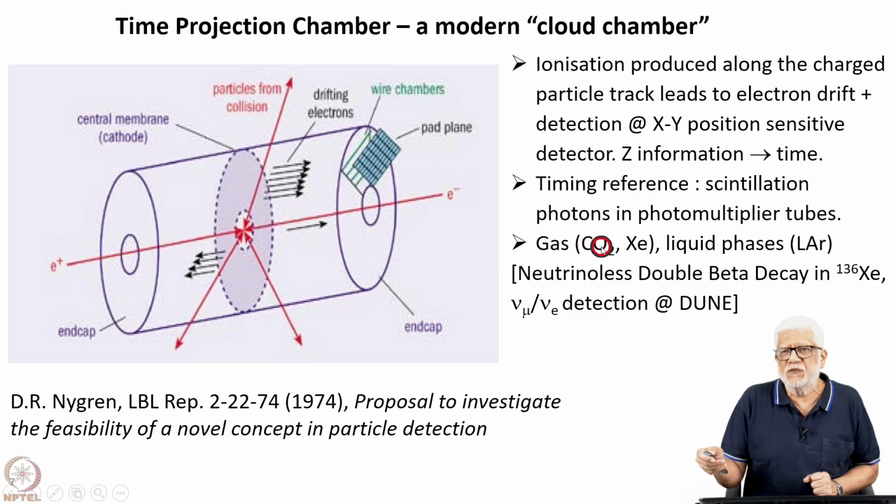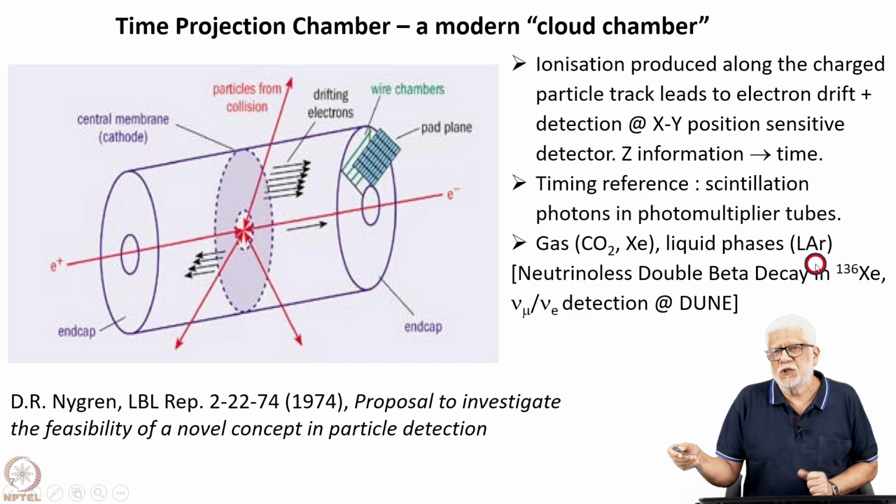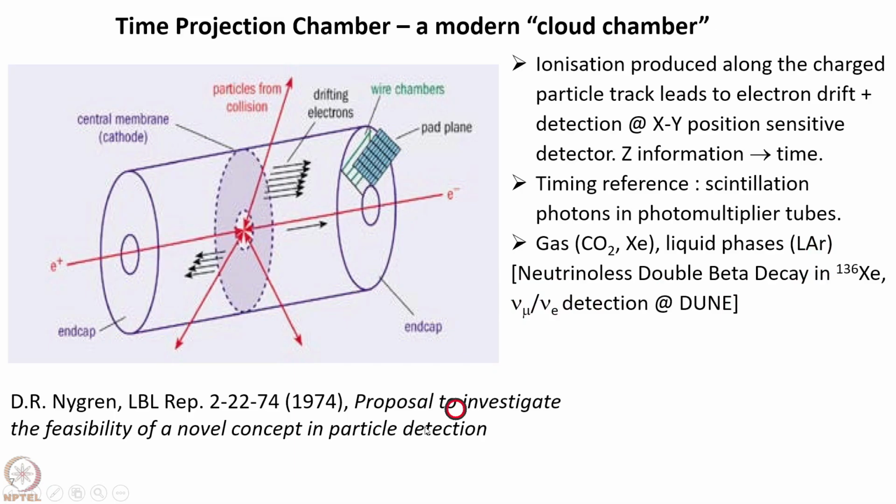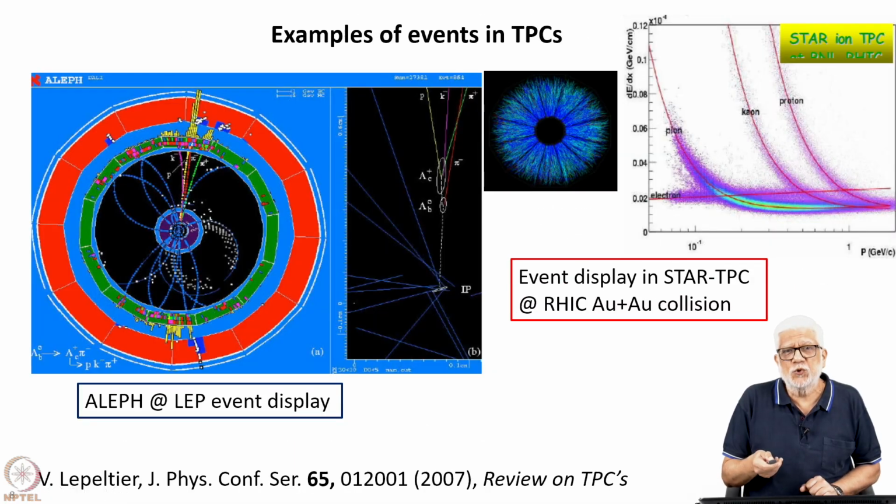In the gas phase, of course, you can have various gases. In fact, in the neutrino-less double beta decay experiment on xenon, I think this uses a high pressure gas phase detector, whereas in neutrino detection at DUNE, which is a long baseline neutrino experiment from Fermilab to an underground laboratory, you use liquid argon detectors, each of size about 17 kiloton, but that is because the neutrino is hard to detect.